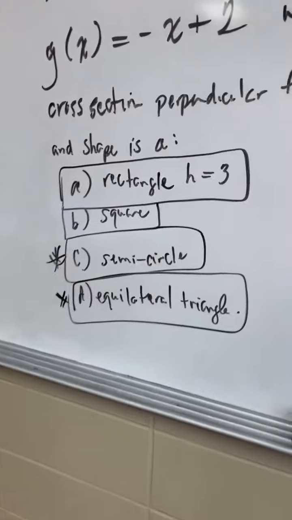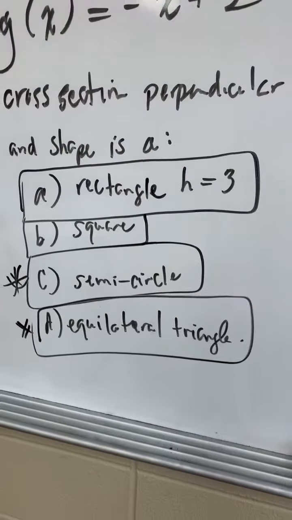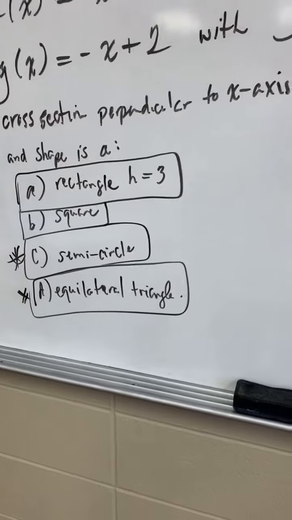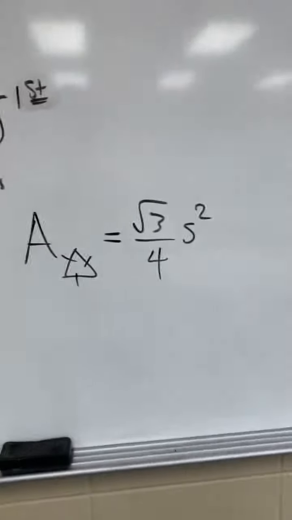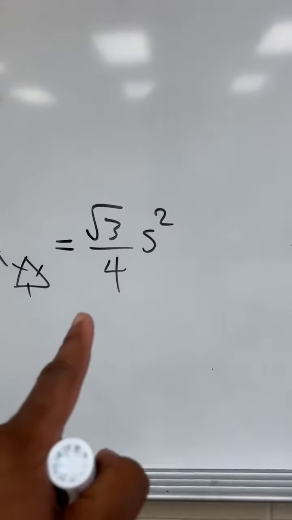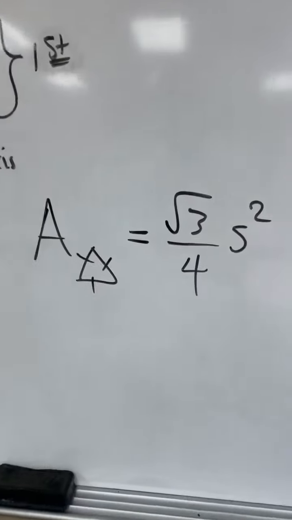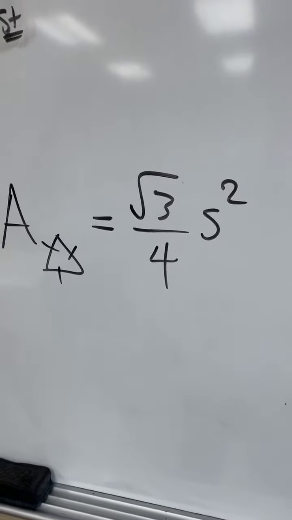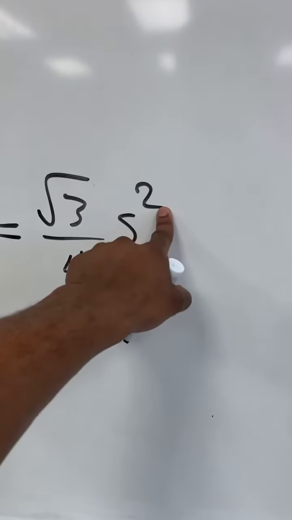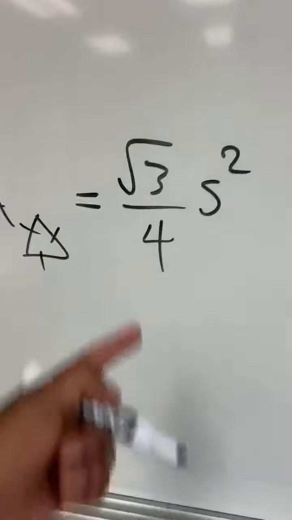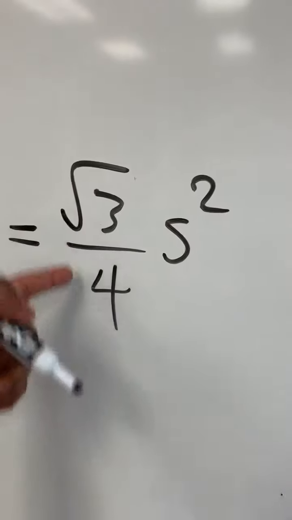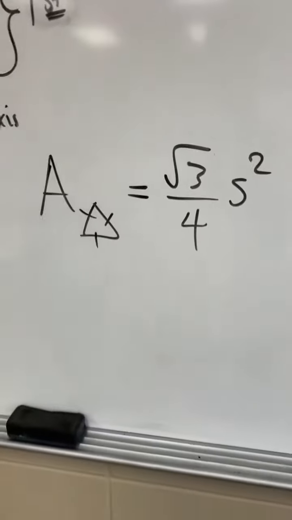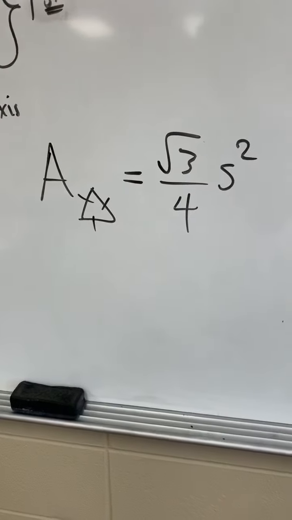So these are the 4 most popular shapes that we go through when we do volumes with known cross sections: rectangle, square, semicircle, equilateral triangle. The equilateral triangle, this is the area for an equilateral triangle. It's extremely simple, similar to the area of a square, because the area of a square is s squared. The only thing you have to remember is square root 3 over 4. All you do is stick that on it, and then boom, you have your area of an equilateral triangle.